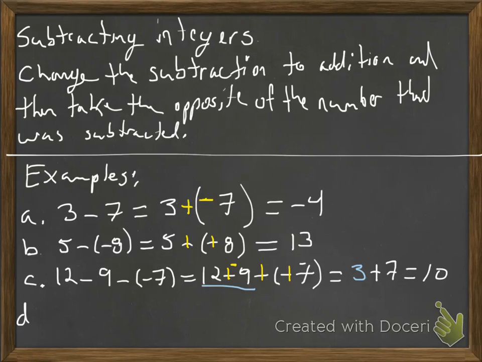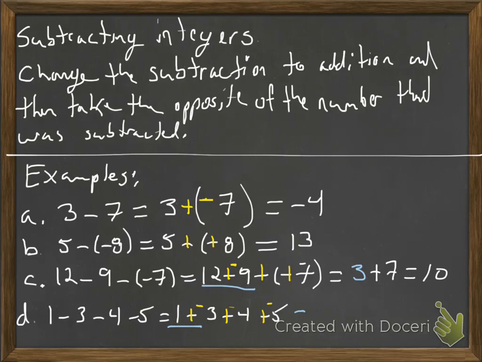Okay, and then finally, we'll pull out all the stops and do something a little bit crazier. 1 minus 3 minus 4 minus 5. So what we're going to do is rewrite, and then we change all those subtractions into addition, and then we need to take the opposite. If I were subtracting 3, it's the same as adding negative 3. If I'm subtracting 4, it's the same thing as adding negative 4. If I'm subtracting 5, it's the same thing as adding negative 5.